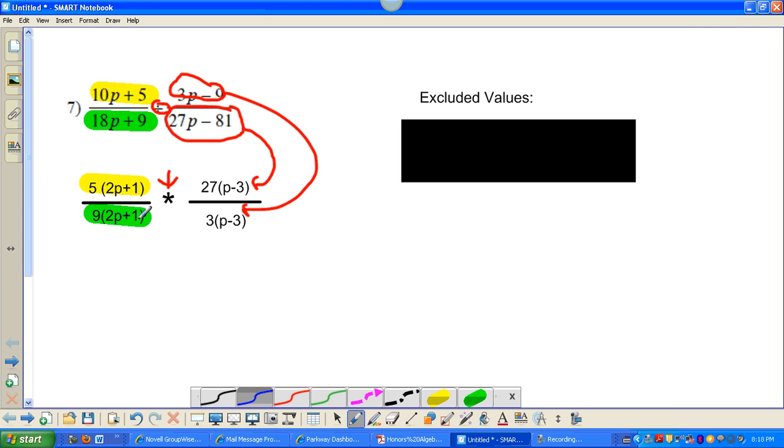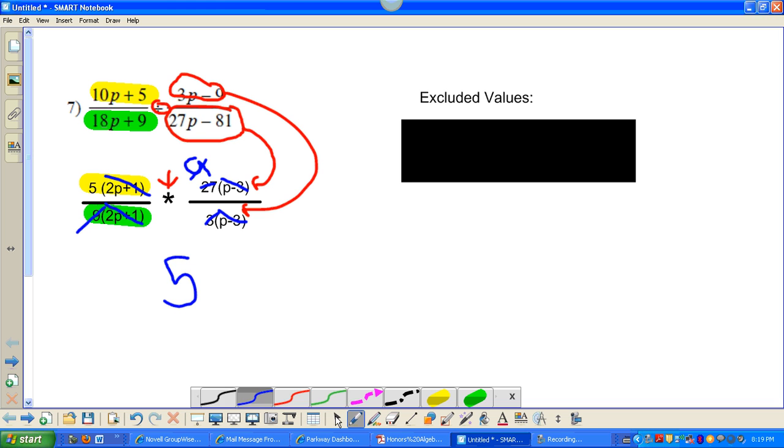Then if I look at common factors, 2p plus 1 is common with 2p plus 1. p minus 3 is common with p minus 3. 3 goes into 27 9 times. 9 cancels out with that 9, so I am left with 5.